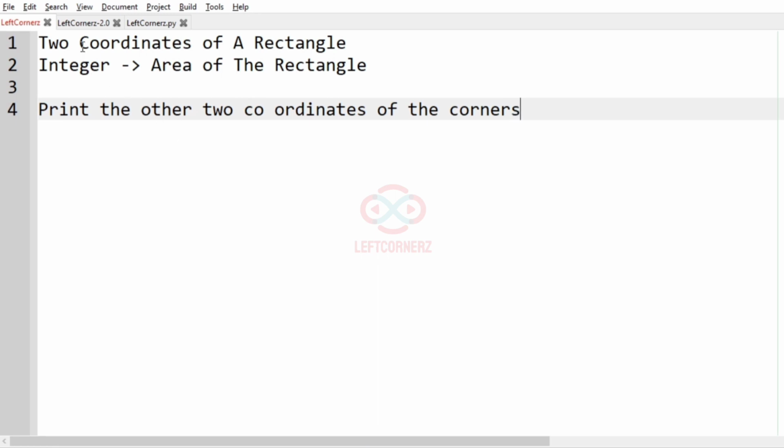The program must accept two coordinates of a rectangle. Then it must accept an integer which is the area of the rectangle and print the other two coordinates of the corners. Because in a rectangle we are having four corners, two corners we are getting as input, so you have to print the other two corners.